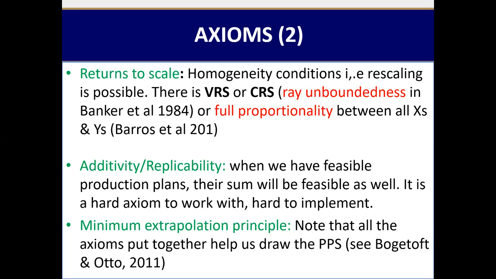Then you have the final one, which is the minimum extrapolation principle. According to Tanasoli's 2001 and Bogatov 2011, what the minimum extrapolation principle tells you is that all the other assumptions we have said already, if you put them together, they should help you now draw the production possibility set. They should help you now to develop the frontier. So that one is kind of an encapsulated axiom that captures everything and puts all of them together.